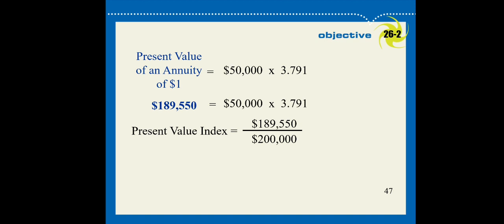To see whether it is a good investment or not, you can use the present value index, or you can calculate the net present value first. Okay, net present value will be like negative 10,450. If you use present value index, then you will see something like this. For this investment, the present value index is 0.948. So it is not a good investment.